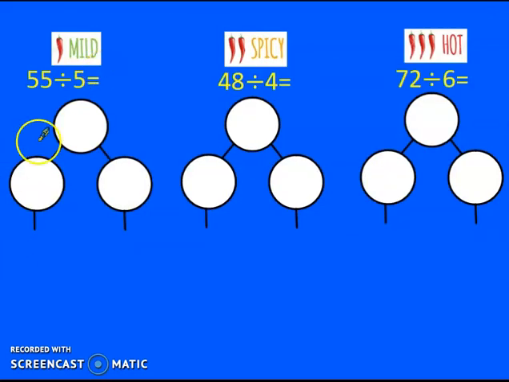We've got different challenges here. Some might need exchanging, some might not. Have a go and set it out using your part-whole partitioning method to work out the following questions. Pause the video and then we will go through them together. Well done, everybody. Get your blue pen so that we can check.